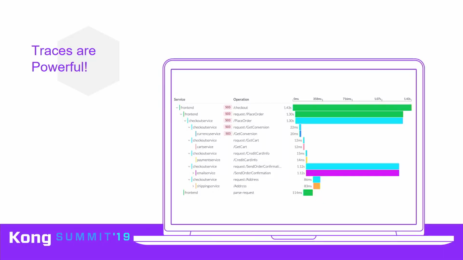Now, before we get to how to make that better, let's actually look at a trace. This is a typical view of a trace. It goes across several services. And what's really unique about a trace is that you can actually pinpoint when an error started.